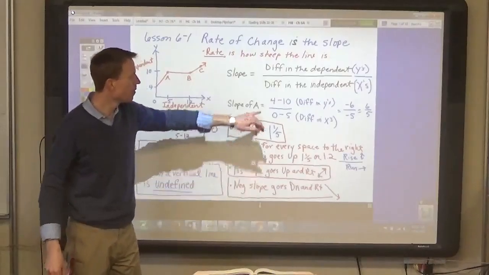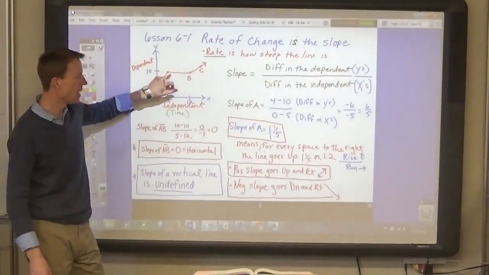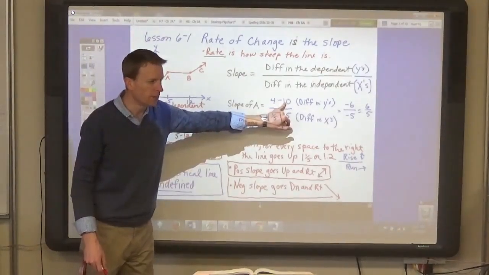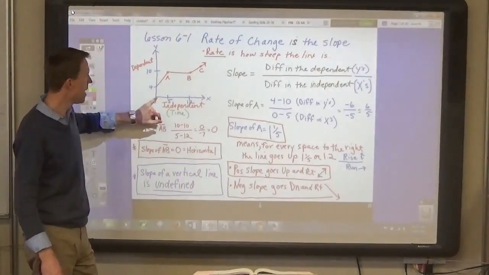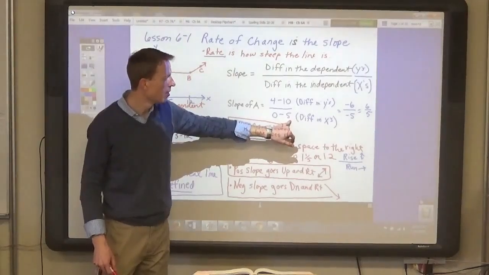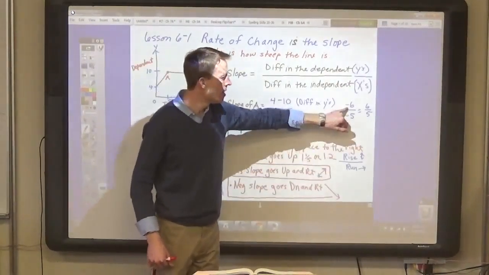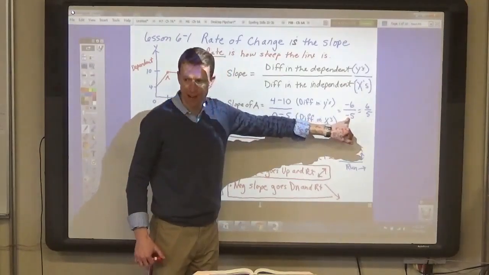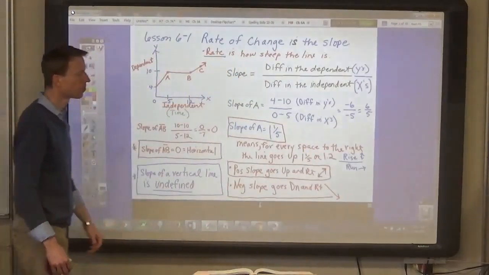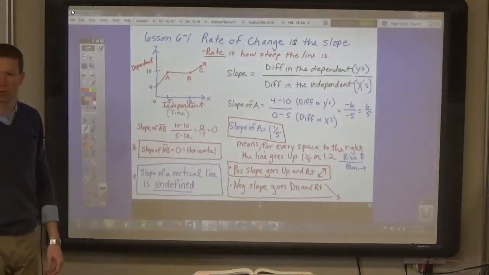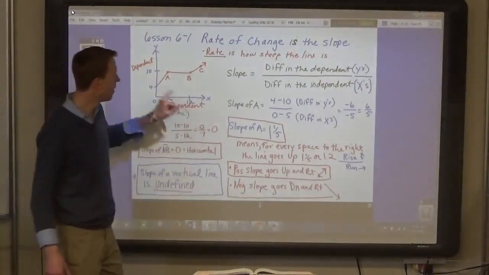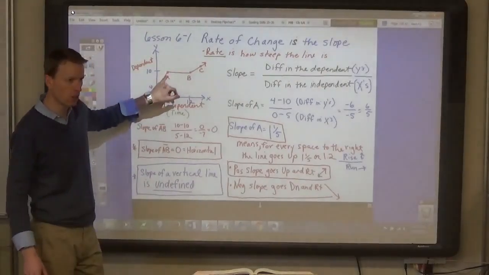Now the difference in the y's. So it goes from 4 to 10. The difference is 4 minus 10, or 4 plus negative 10. Okay? And the difference in the x's, from 0 to 5, is 0 minus 5. The difference in those two numbers is negative 6 over negative 5, which you'd simplify to 6 over 5, or 1 1/5, or 1.2. Okay? So the slope from here to here is a positive slope.